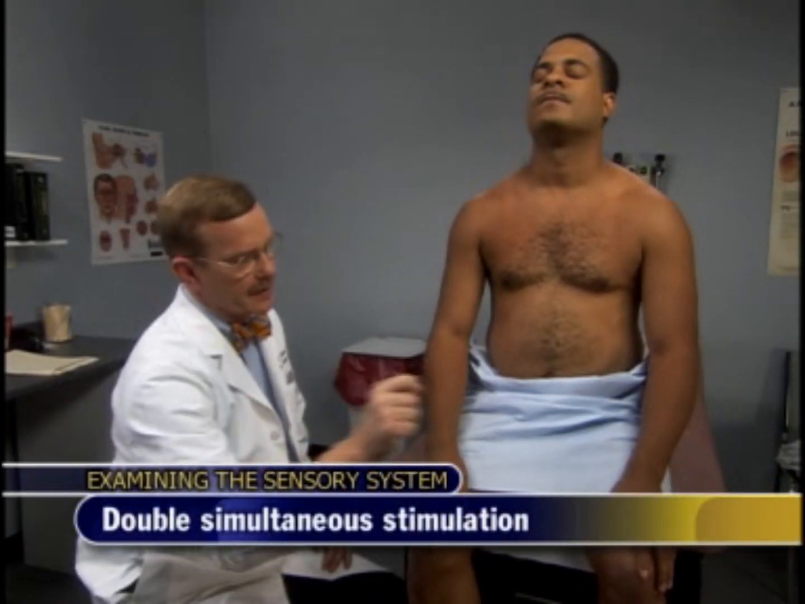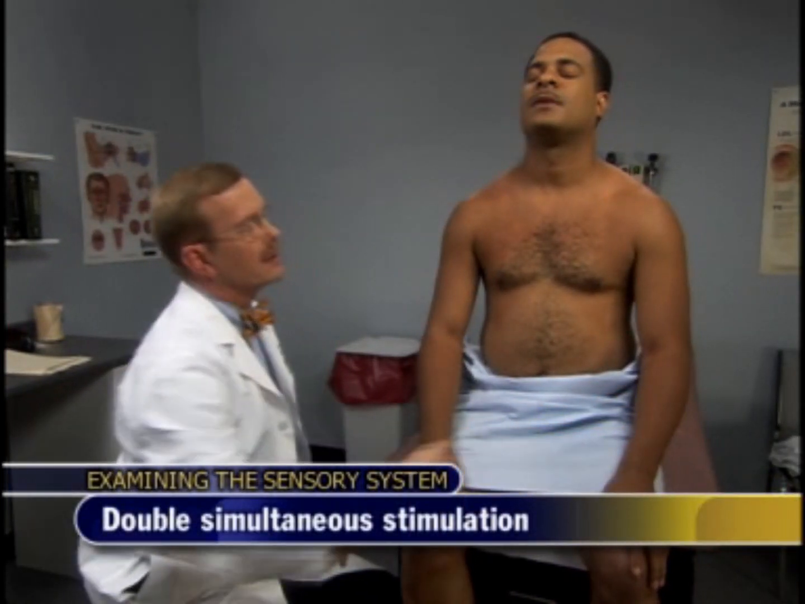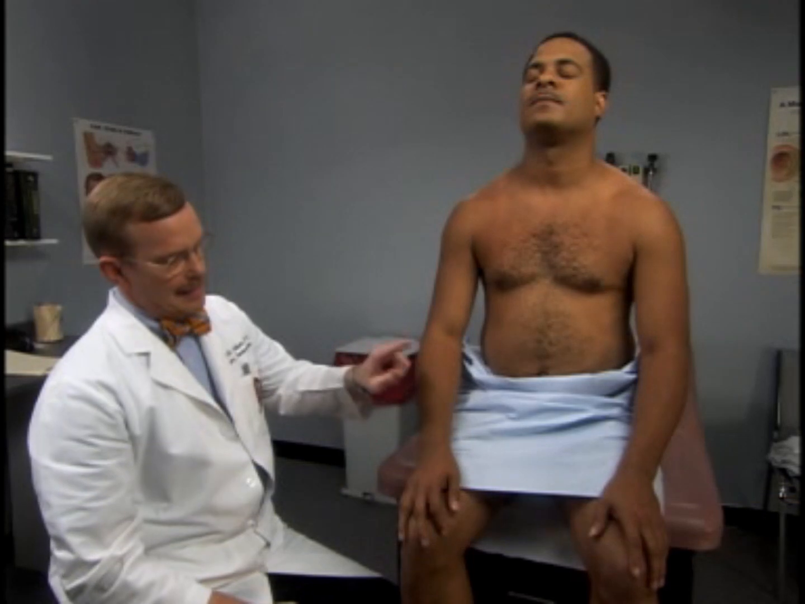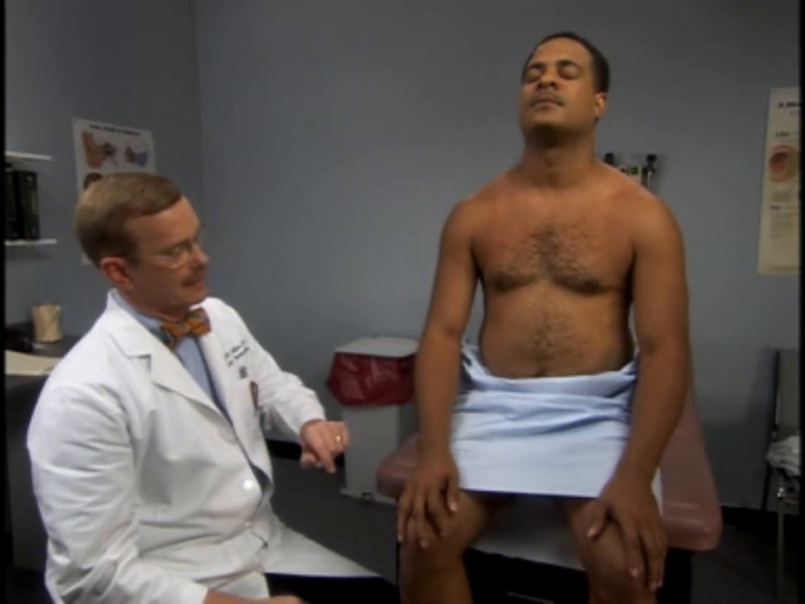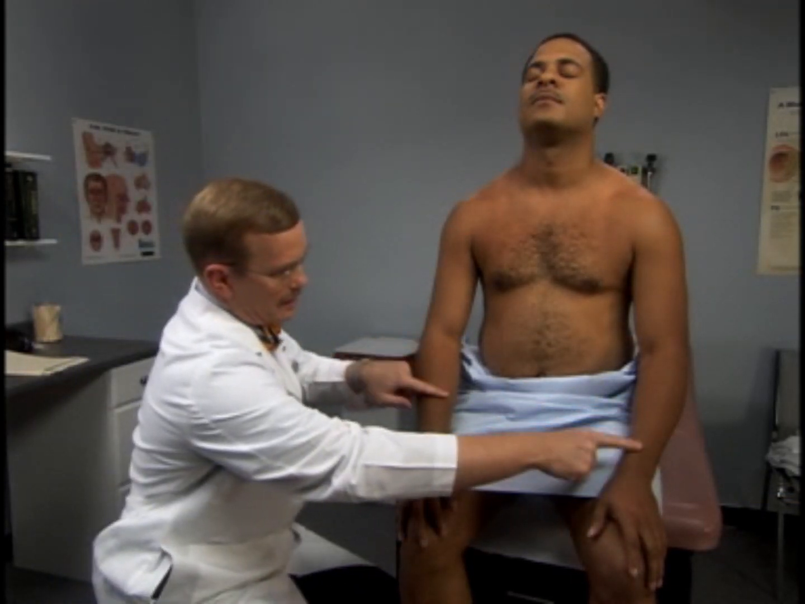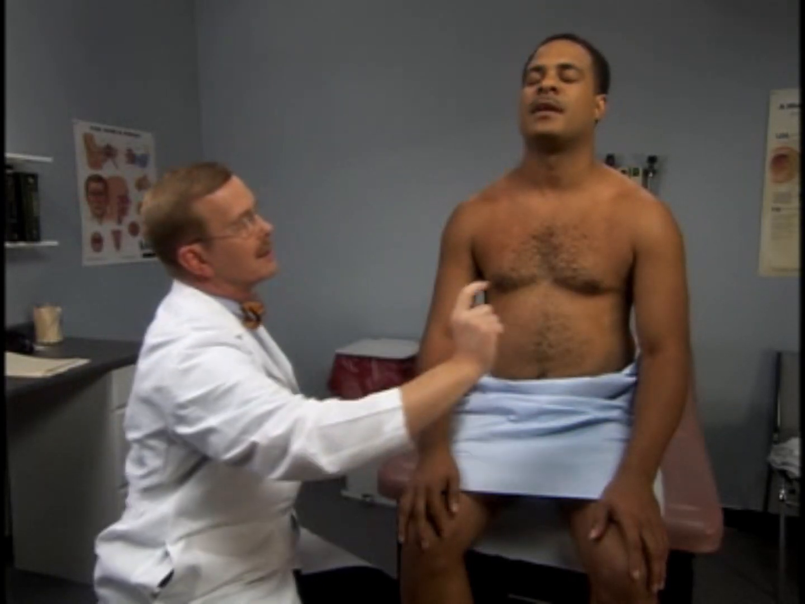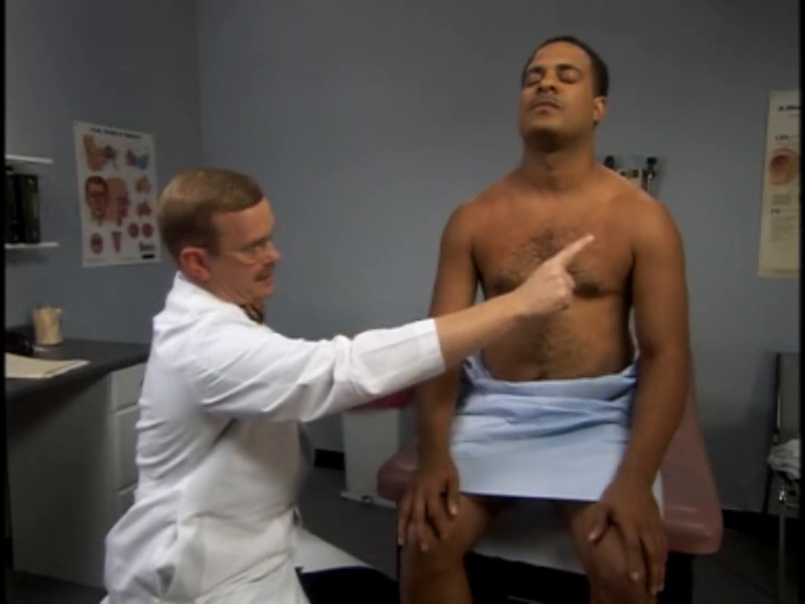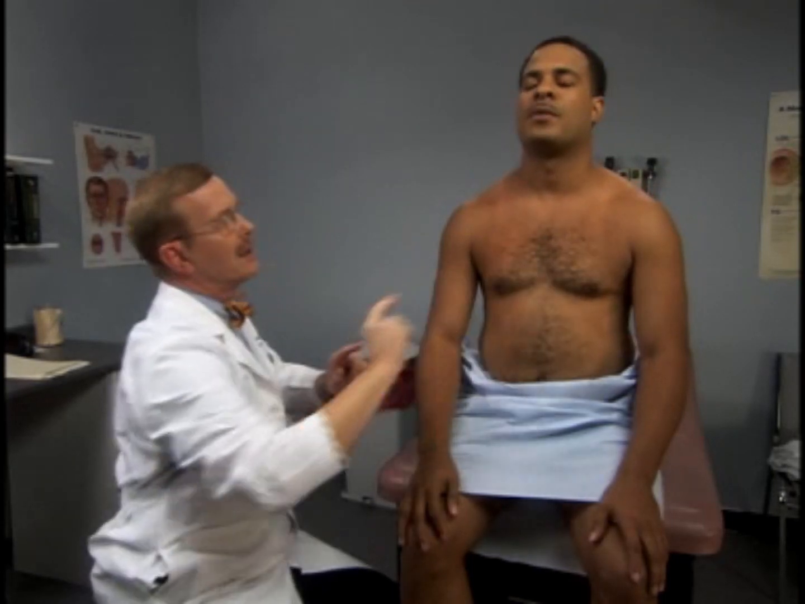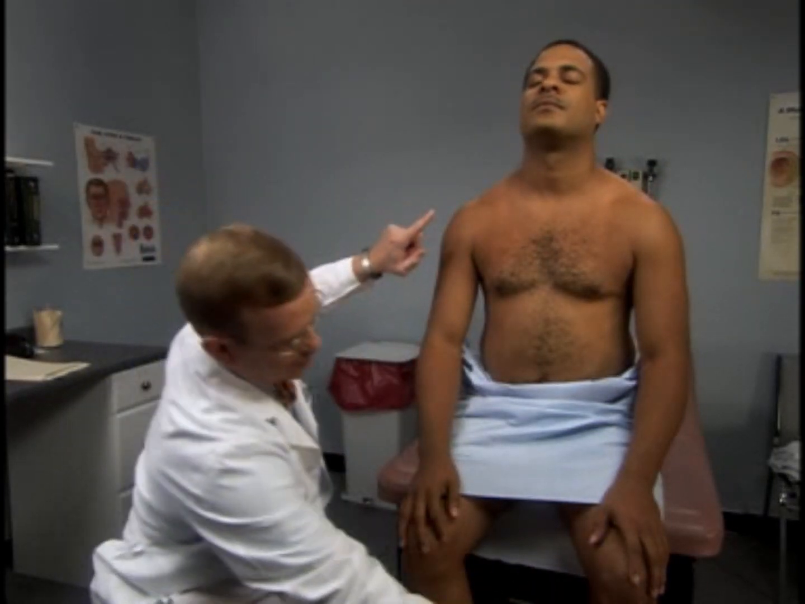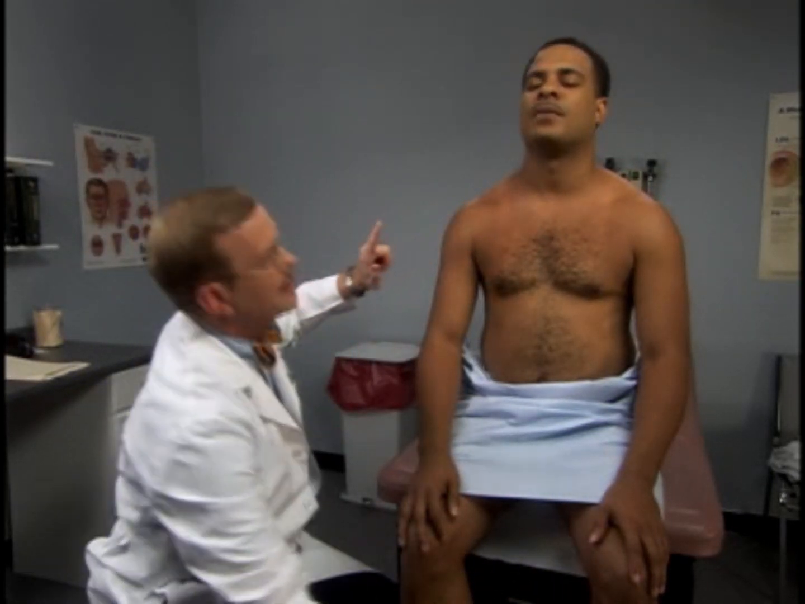To test double simultaneous stimulation, use your fingertips to provide stimulus on either one area of the patient's body or in two areas simultaneously. Normally, the patient should be able to identify whether your stimulus was on one side or on both sides. Both. Good.